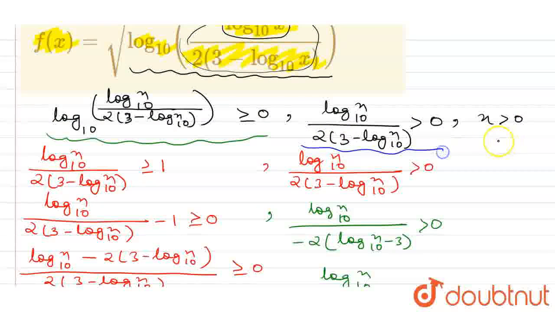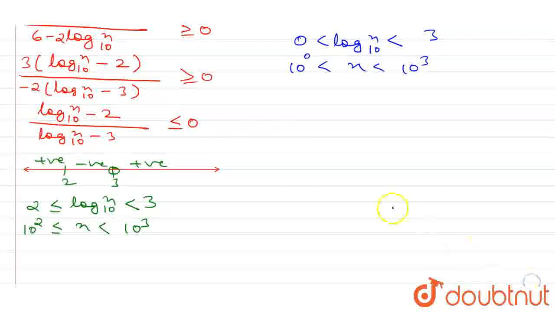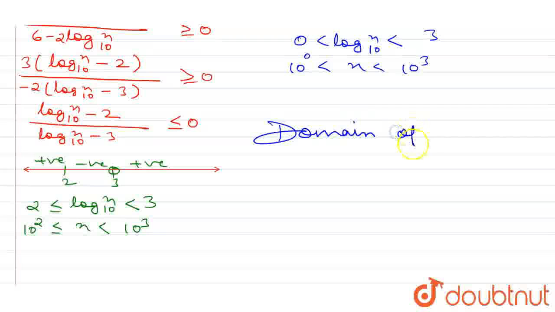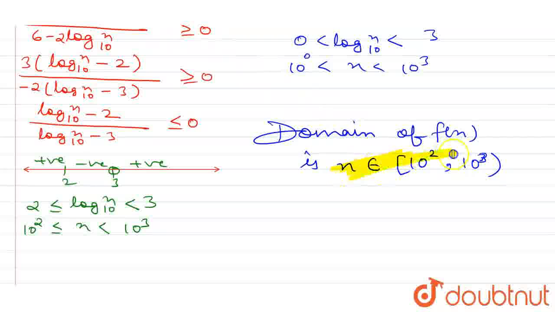And this function value should be greater than 0. So on taking the intersection of all the three domains, I can say that the domain of f(x) is x belongs to (10 power 2, 10 power 3). So the domain of the given function is 10 power 2 to 10 power 3.